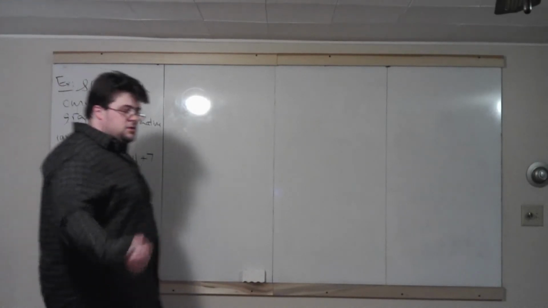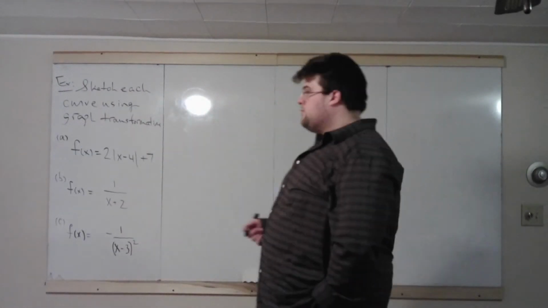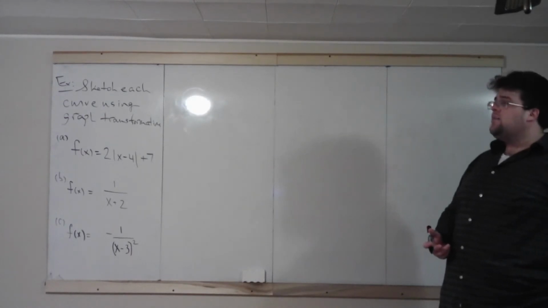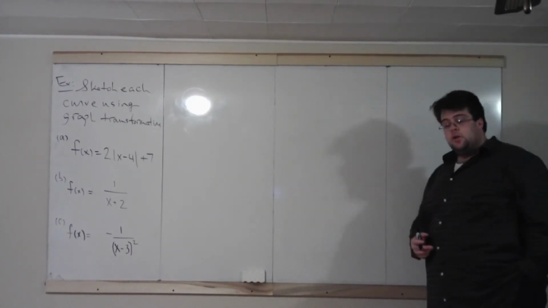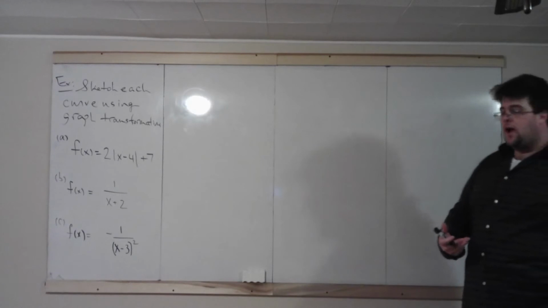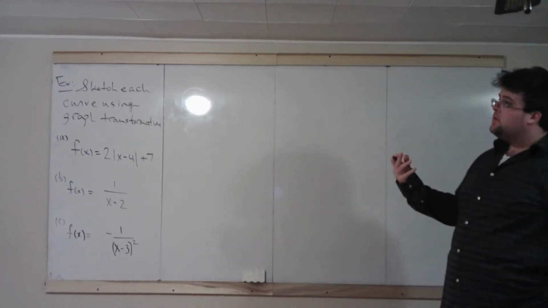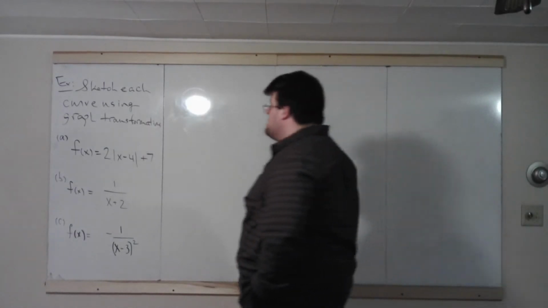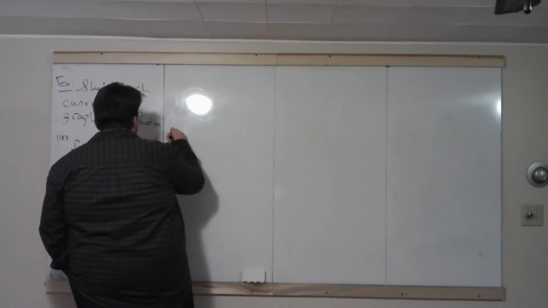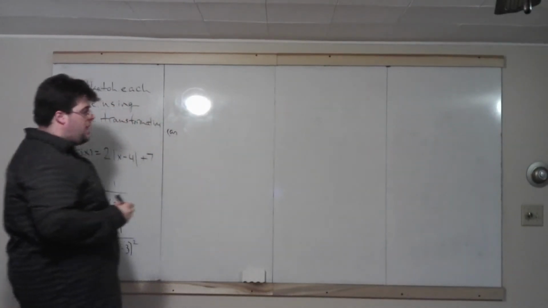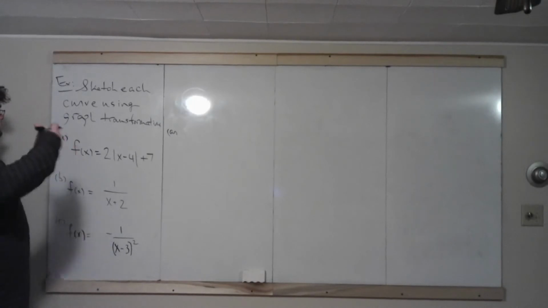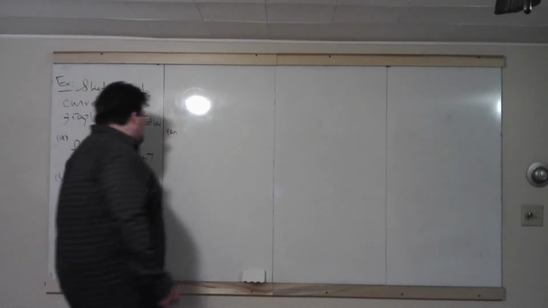We're going to sketch these with graph transformations and illustrate graph transformations in the process. Because again, I find formal descriptions of graph transformations much more complicated than thinking through them using the graph. What do I mean by that? Well, let's do part A. Notice here, lots of numbers: 2, x minus 4, plus 7. That's 3 numbers. That's a lot of numbers.